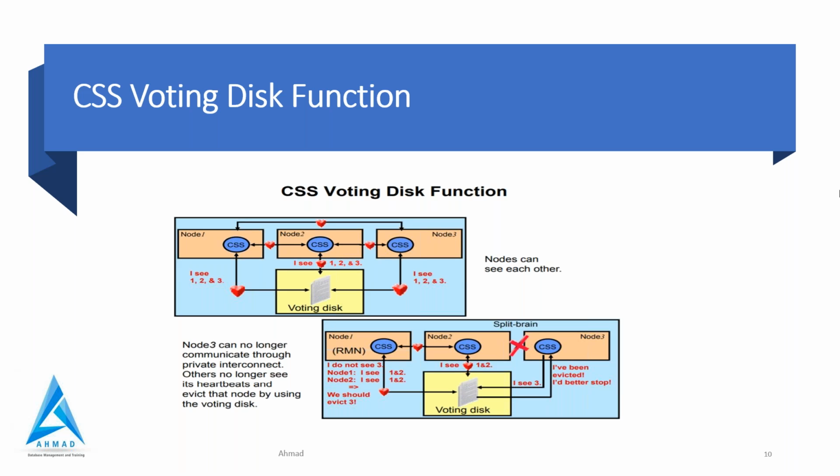Now clear? So here node 3 cannot ping node 2 and node 1, but node 3 can ping the voting disk, but that is not used. So this is an AND combination, not an OR combination. Logical operator, you know, AND and OR. So here both conditions must be fulfilled. Every node should ping each other, and every node should ping the voting disk. Then they will exist. Otherwise, if anyone is missing, they will be kicked out. Now clear? Yes, clear, Ahmad bhai. Okay.